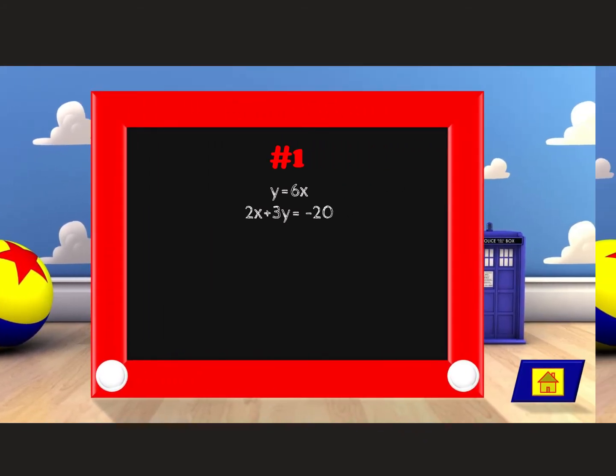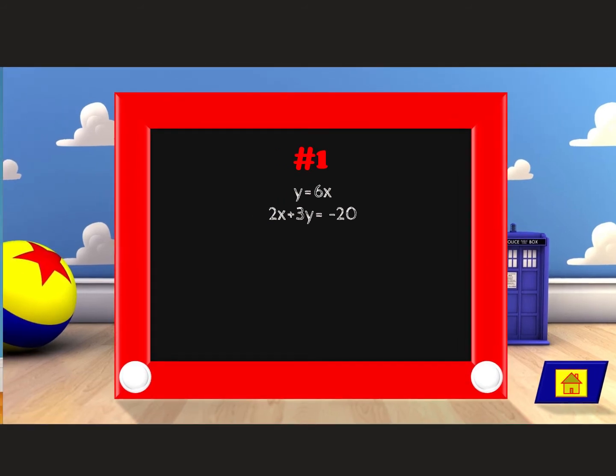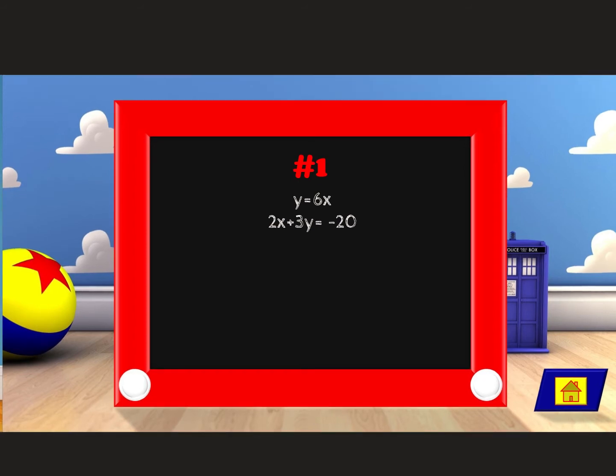All right, let's take a look at example 1. We're given 2 equations. Remember, with a system, we're working with 2 equations. y equals 6x, and then we have 2x plus 3y equals negative 20. Since we already have it solved for y, we're simply going to plug in 6x where we see y. So I have 2x plus 3 times 6x equals negative 20. All I did was replace my y with 6x, since y is equal to 6x.